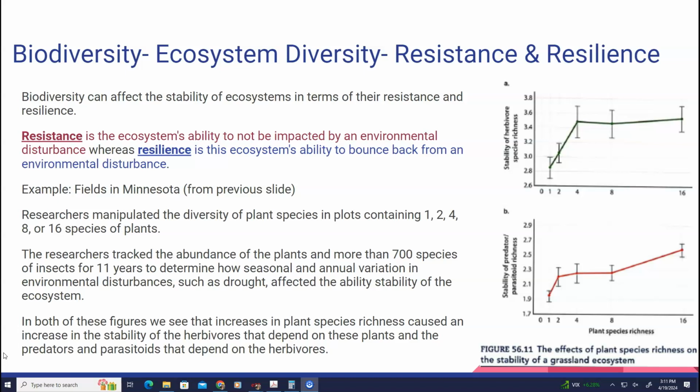The researchers tracked the abundance of the plants and more than 700 species of insects for 11 years. So that's a long time. And they did this to determine how seasonal and annual variation in environmental disturbances, such as drought, affected the stability of the ecosystem. In both these figures, we see that increases in plant species richness caused an increase in the stability of the herbivores that depend on these plants and the predators and parasitoids that depend on the herbivores.